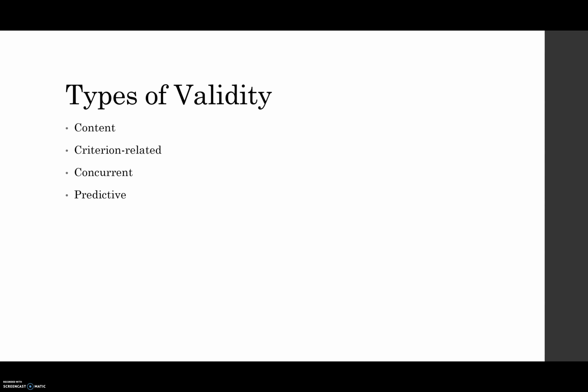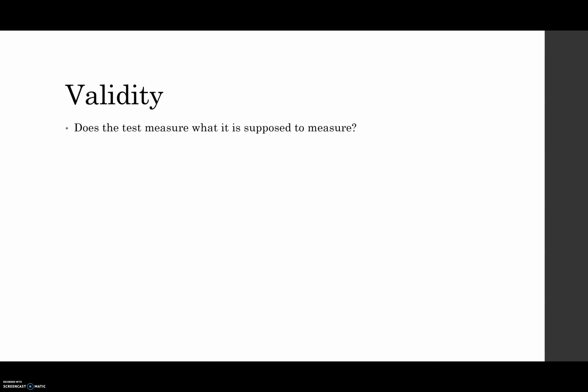Furthermore, there are two types of criterion-related validity evidence. Concurrent validity evidence is established by correlating test scores with a criterion measure that is collected simultaneously. Predictive validity evidence is established by correlating test scores with a criterion measure that has been collected after some period of time.